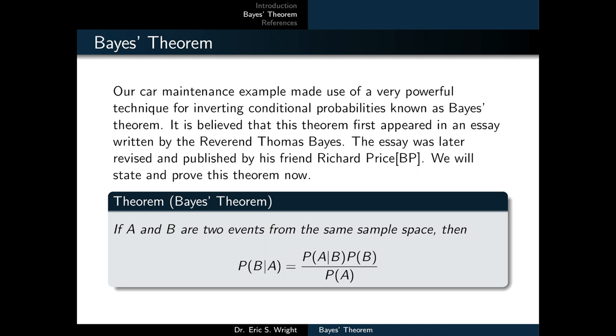So Bayes' theorem tells us that if A and B are two events from the same sample space, then the probability of B given A equals the probability of A given B times P of B divided by the probability of A.